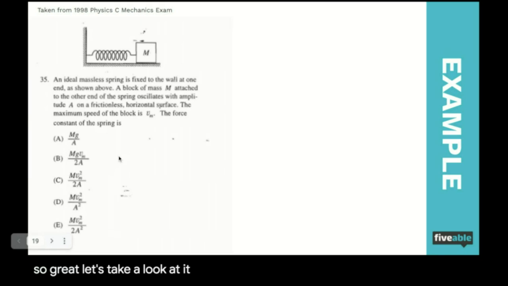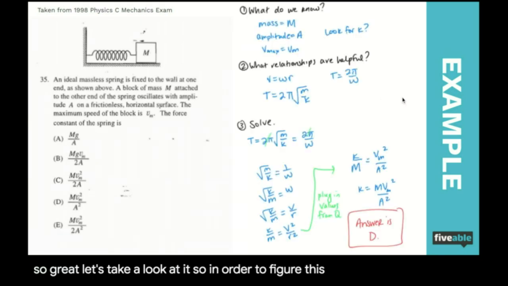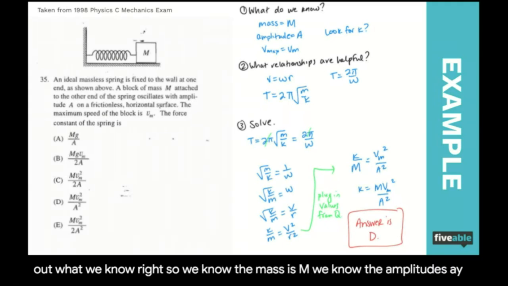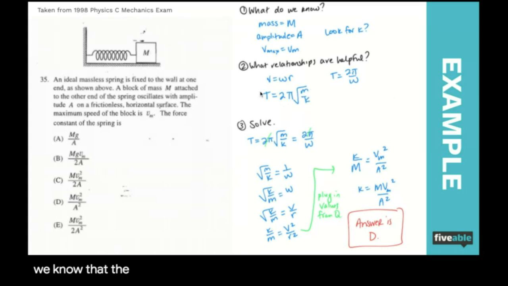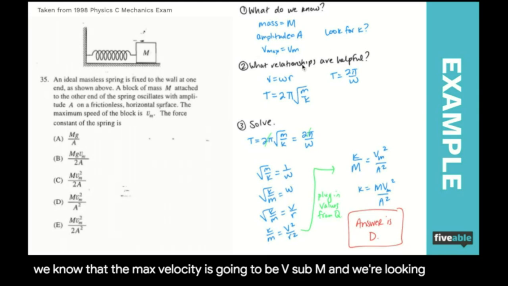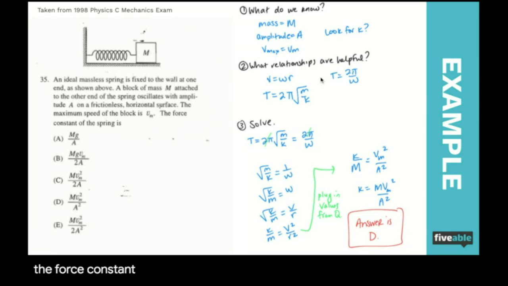Let's take a look at it. So in order to figure this out, first we have to pull out what we know, right? So we know the mass is m, we know the amplitude is a, we know that the max velocity is going to be v sub m, and we're looking for the force constant. So we're looking for k, right? Spring constant and force constant of the spring are equivalent words. I should have said that.